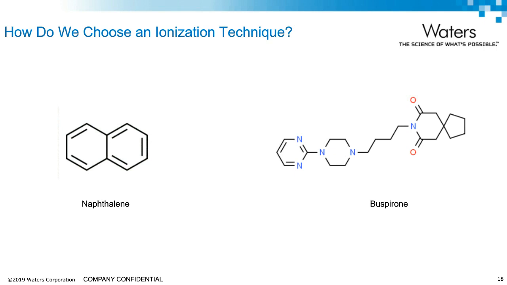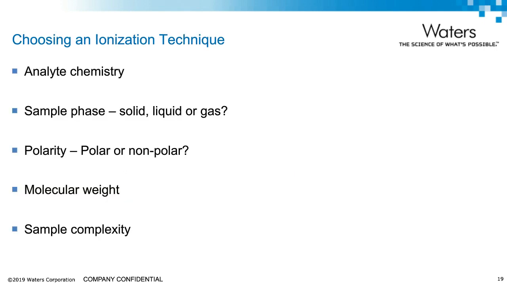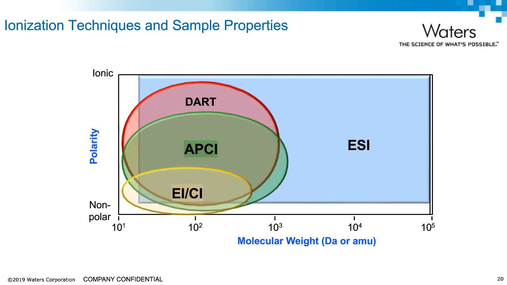When choosing a technique, a number of sample properties are very important. Analyte chemistry and the phase in which the sample enters the ion source can dictate which ionization technique is the most appropriate. The polarity of the species and the molecular weight of the compound can also be critical in choosing an appropriate ionization technique. The molecular weight may play a role as well, as large molecules may be fragmented if certain ionization techniques are used. This chart shows the usable mass and polarity ranges for several ionization techniques we will be discussing today.